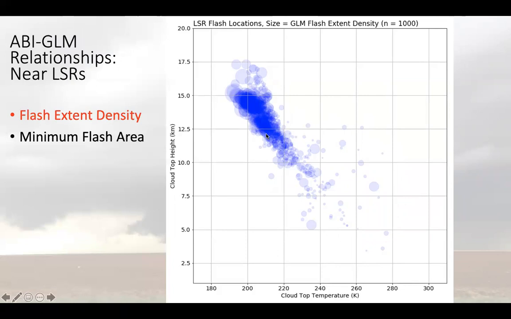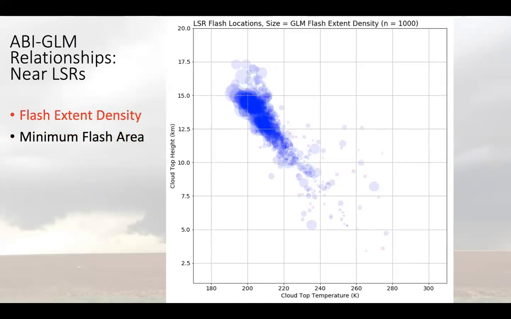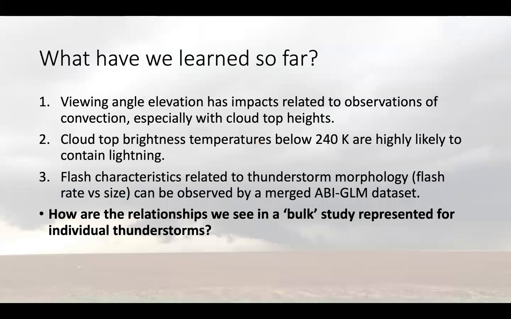The core, of course, is very obscured, but one reason is that these individual dots are larger now than before. And they are, again, shifted up and to the left. When looking at the minimum flash areas, lots of the flashes become very small. So we again are sampling a higher distribution in the FED values, and we're now seeing that inverse relationship between the flash extent density and the minimum flash area.